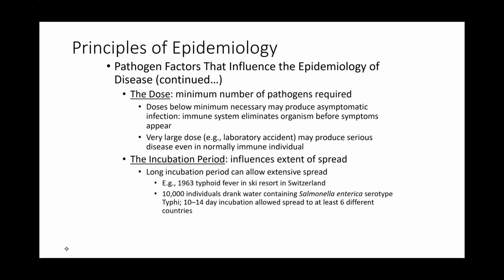The dose, so the amount of pathogen required to cause a disease. So if you have a dose that's below minimum, typically you're not going to have a disease. You may have an asymptomatic infection, but the immune system is oftentimes going to be able to clear out that infection before any symptoms actually occur. If you have a very large dose, this can produce a very serious disease, even if an individual has a good immune system. So the amount of pathogen required is that dose.